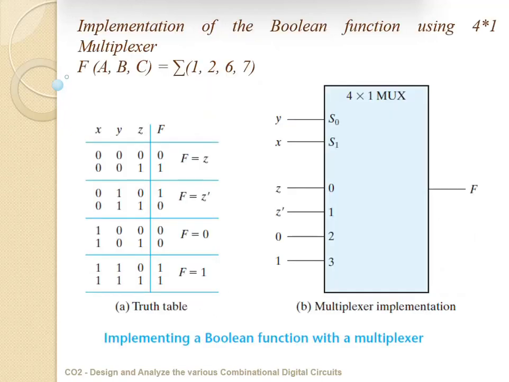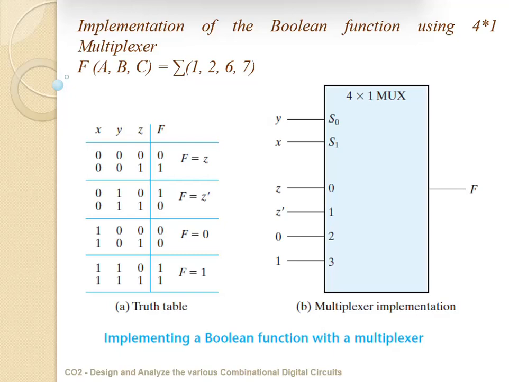So how can we implement a Boolean function using a 4 cross 1 multiplexer? Let us consider the function F of A, B, C equal to the sum of minterms 1, 2, 6, 7. Here it is represented with the variables X, Y, Z. So X, Y, Z are 3 input variables, so there are 8 possible combinations: 0 0 0, 0 0 1, 0 1 0, 0 1 1, 1 0 0, 1 0 1, 1 1 0, 1 1 1.